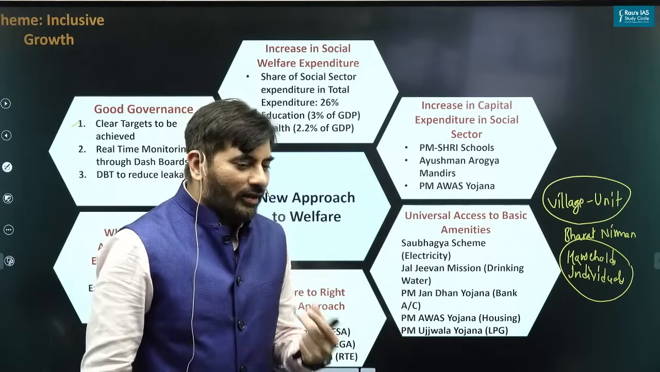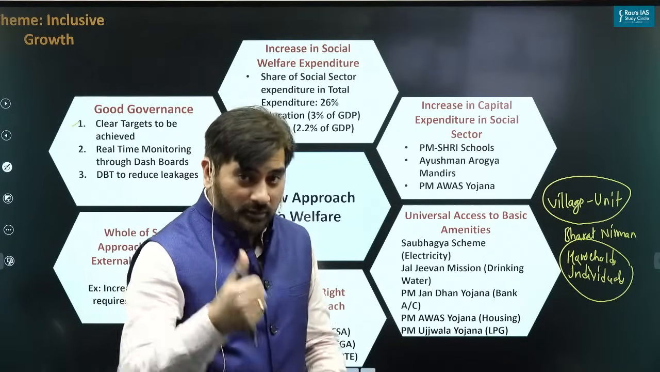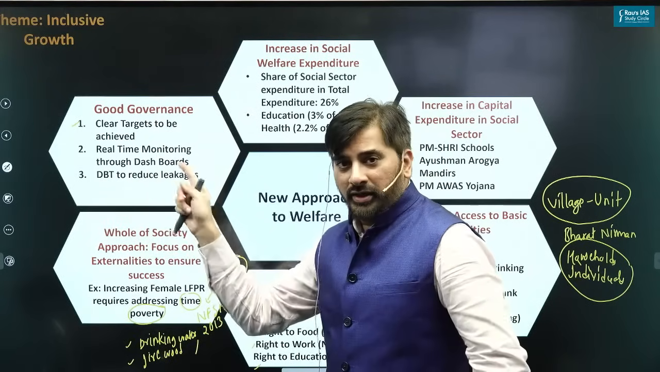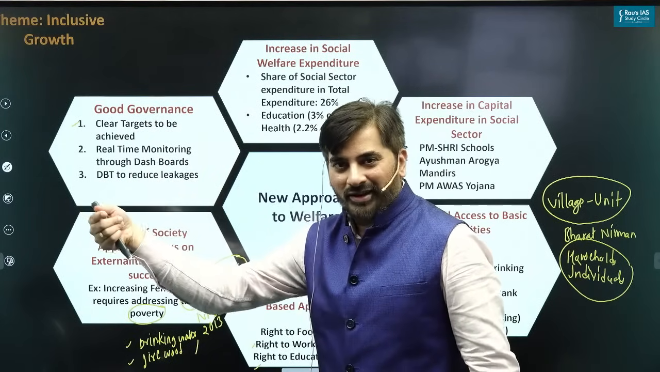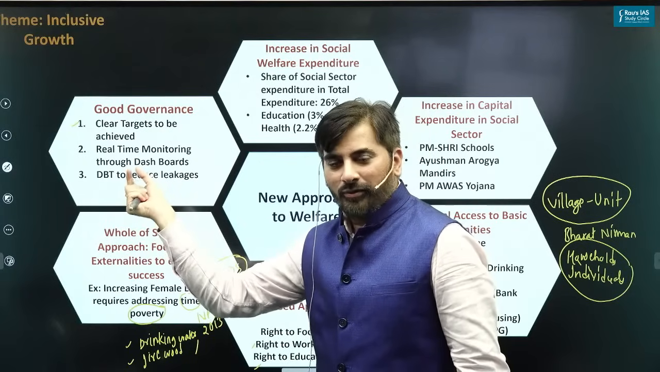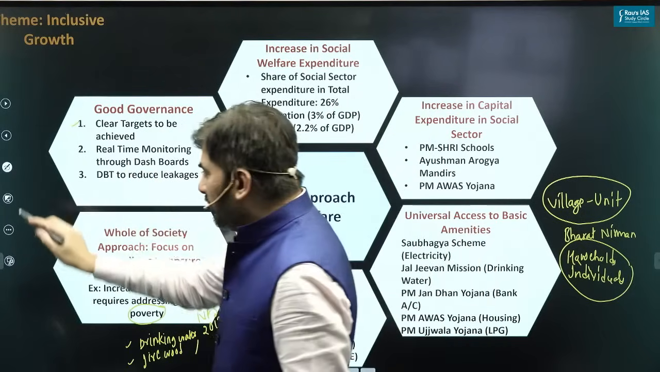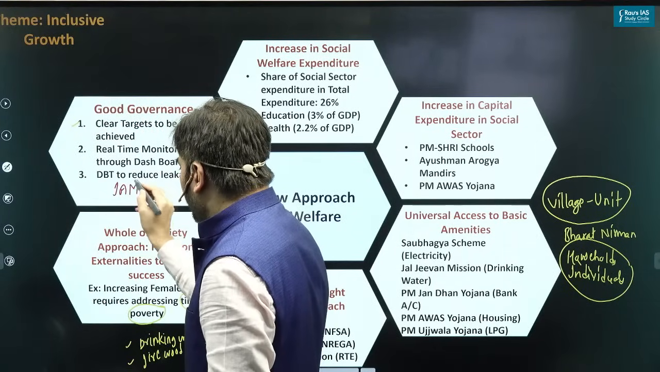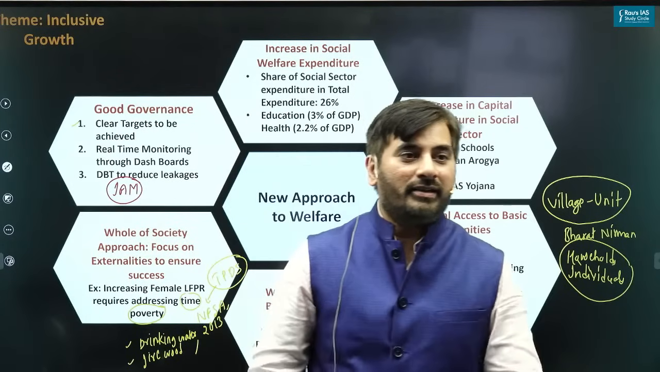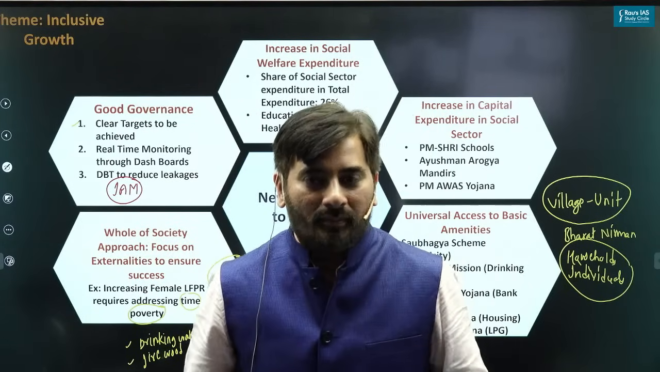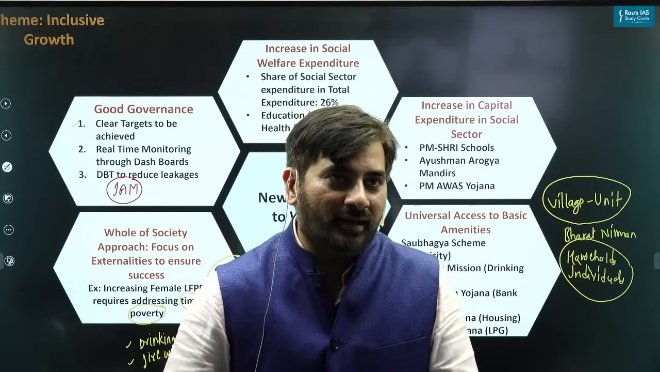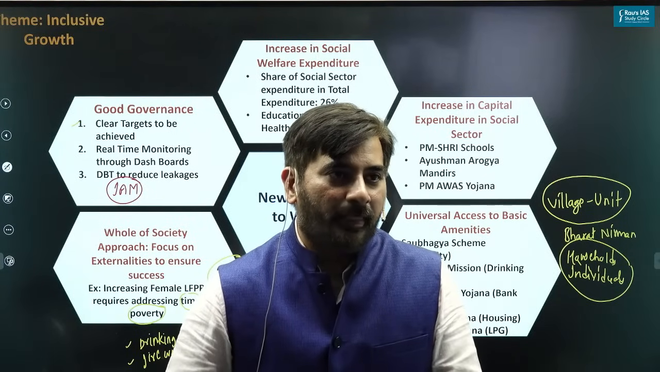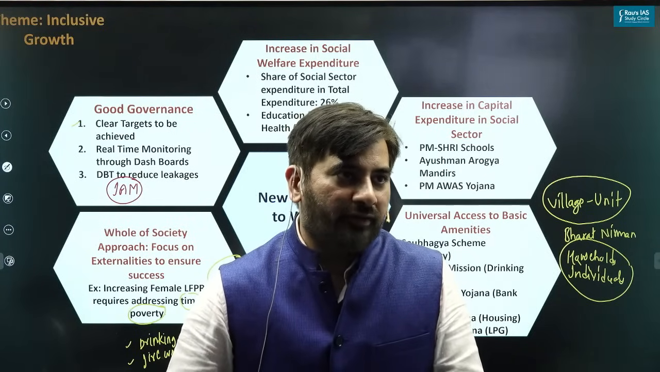So when we set a target, we know how much more we need to work, and that is what the government is doing. Clear targets to be achieved, real-time monitoring of to what extent the targets have been achieved, and government is providing for DBT to reduce leakages, which clearly means you have what is called the JAM Trinity. So you can clearly see, these are some of the things which the government has undertaken as a new welfare approach.